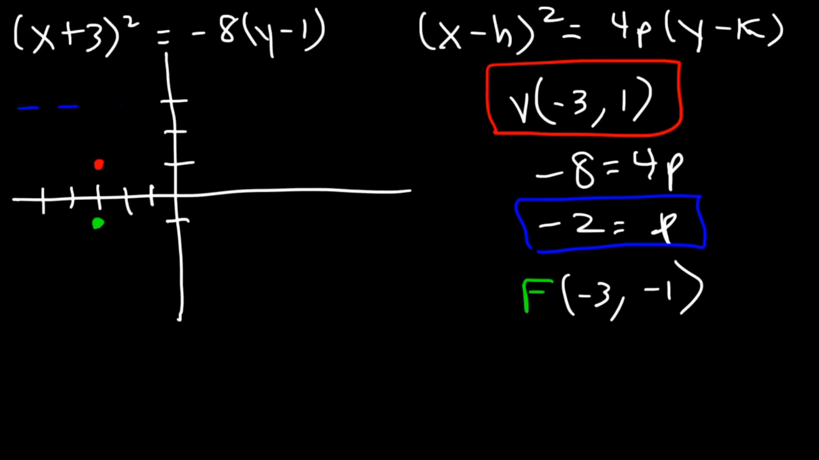Now let's go 2 units up to get the directrix. And so this is going to be a horizontal line, which exists at y equals 3. So that's the equation of the directrix.